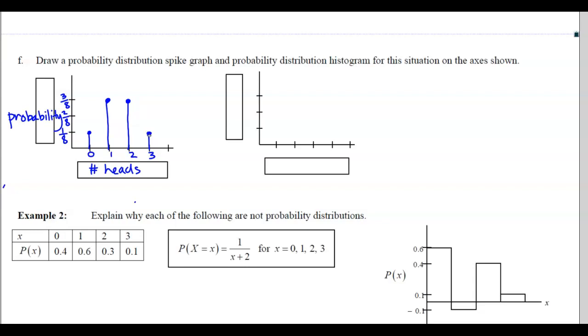And here, because a histogram is like a bar graph, we're going to label in between. So 0, 1, 2, 3. And then probabilities are still, actually I'll use 1/4 and then 3/8. And then do your bars.